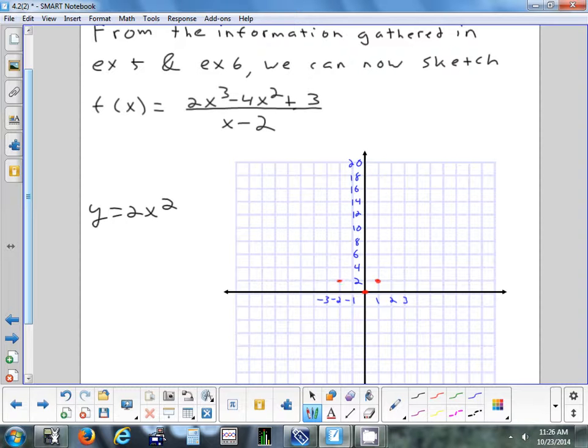And keep in mind that this is symmetrical. When x is 2, we get 2 squared is 4 times 2 is 8. 2, 8, and negative 2, 8. Now let's do one more, 3. 3 squared is 9 times 2 is 18.